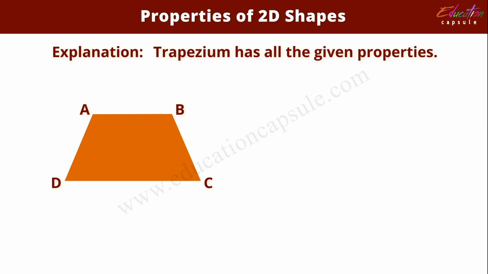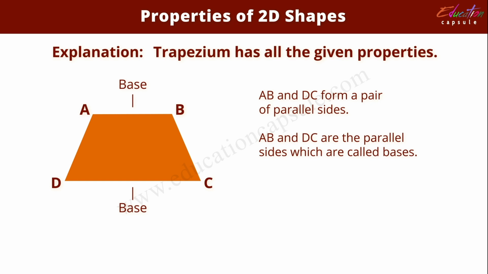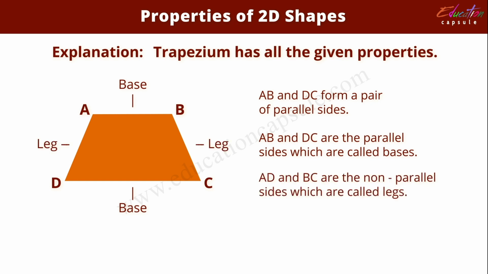As you can see in this figure, AB and DC are the parallel sides, which are called the bases. Also, AD and BC are the non-parallel sides, which are called the legs.